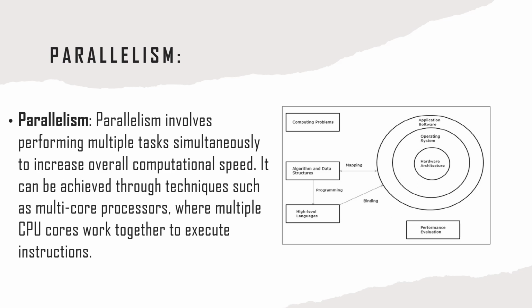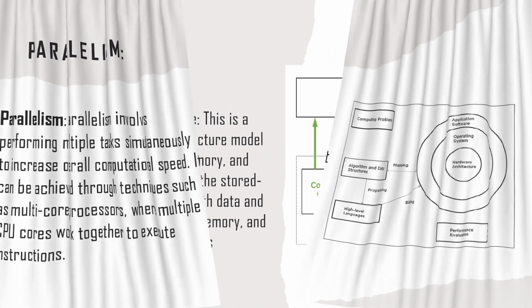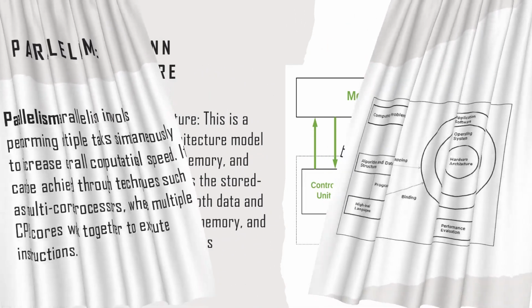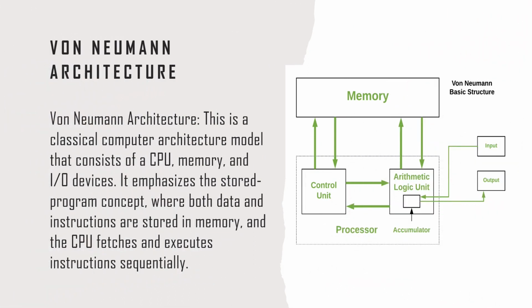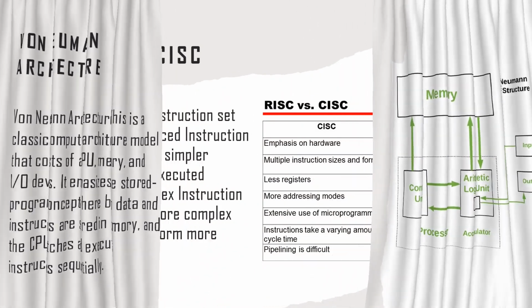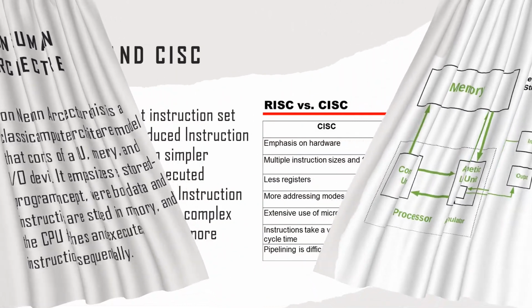Tenth, we try to understand about von Neumann architecture. Von Neumann architecture is a classical computer architecture model that consists of a CPU, memory, and I/O devices. It emphasizes the stored program concept, where both data and instructions are stored in memory, and the CPU fetches and executes instructions sequentially.